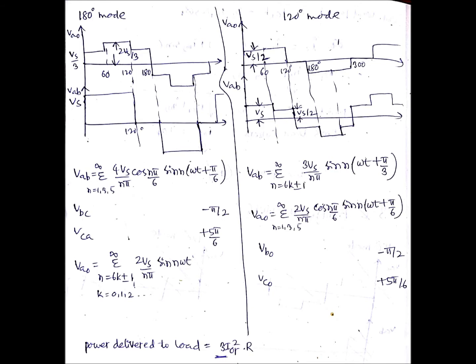But the shape of the waveform will be the same. The difference is that in 120 degree mode it is line to line, whereas in 180 degree it is phase. Similarly, if you observe the line to line voltage in 180 degree mode, there is only one level in the positive and also in the negative half, that is Vs. A similar kind of waveform you can observe in the 120 degree mode, but now it is phase. If it is line here, there it will be phase. This is what I want to say to you.